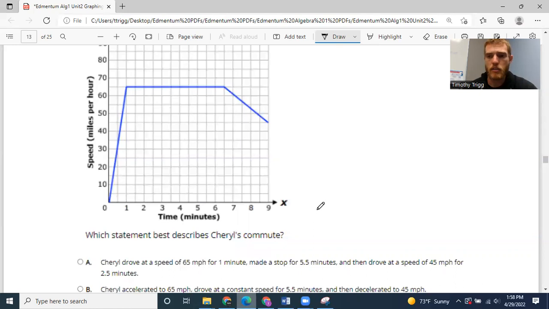Okay, that doesn't seem correct. The one thing to keep in mind here is for the first minute, she's going 65 miles an hour. So that part is true. But then she stops for how much time? So to here, just here. So yes, from 1 to 6.5. So that's 5 points. So this distance is 5.5. Stops for 5.5.